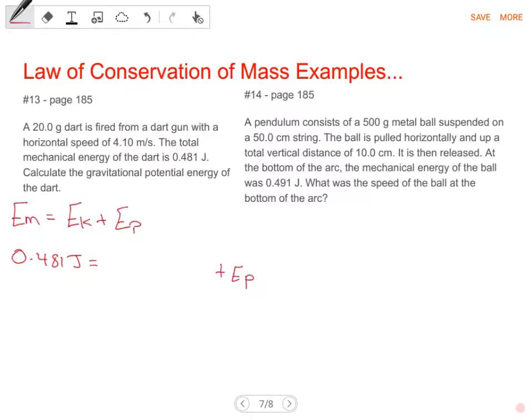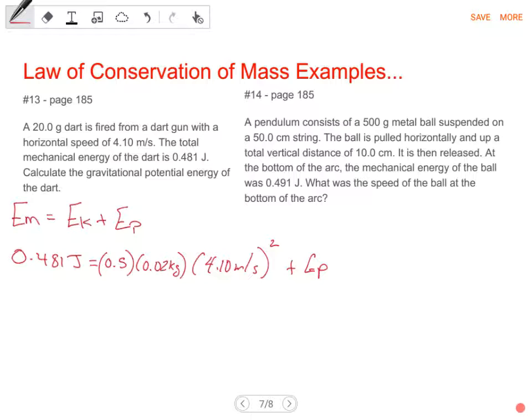Now, this question has a little bit here, so you know EK is 0.5. What you have to find, of course, is your mass. This is one of the times they're going to try to trick you, because they've given you grams, and of course, we need to use kilograms. So what you need to do is take that 20 and divide it by 1,000, and that's going to give you 0.02 kilograms. And of course, your velocity is 4.10 meters per second, and we have to square that, plus EP.